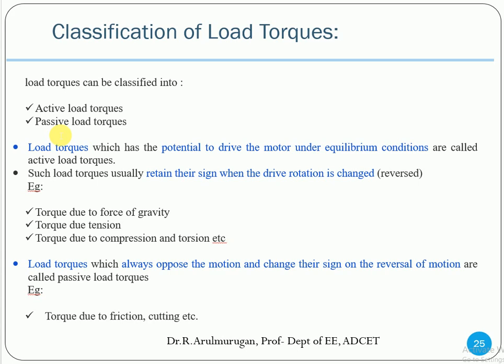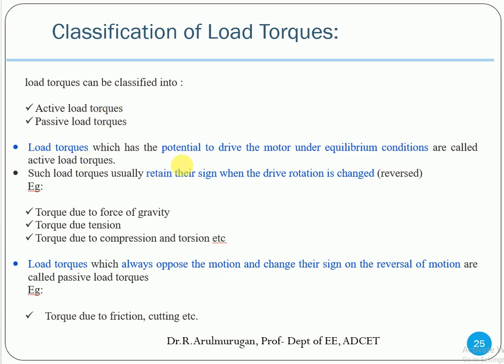The load torque includes 2 more things: friction and windage. So what is the active load torque? Active load torque is nothing but the potential to drive the motor under equilibrium conditions. It will drive the motor under equilibrium conditions, even matched. So it is normally rotating, and that rotating is called active load torque.